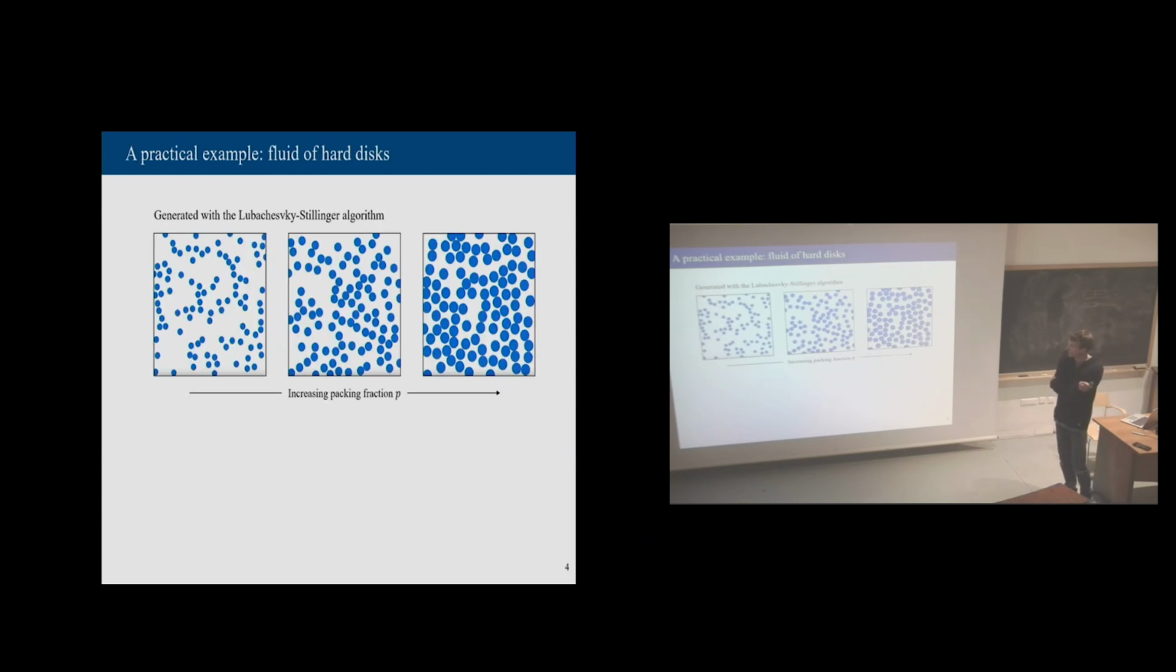So let me give you a practical example. It's a fluid of hard disks in 2 dimensions. This kind of structure can be generated with a so-called Lubachevsky-Stillinger algorithm. The idea is that you take a box and throw a certain number of points at random positions initially. The system has a certain temperature, so the particles can move. They have a hard surface, so they do not penetrate, they collide. And as you increase the size of the particles when they move, you also increase the packing fraction of your system.